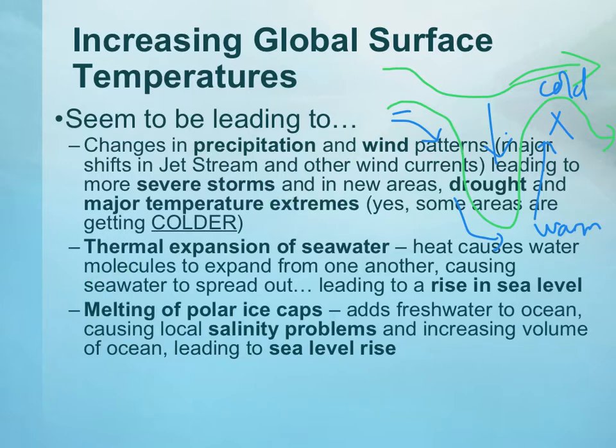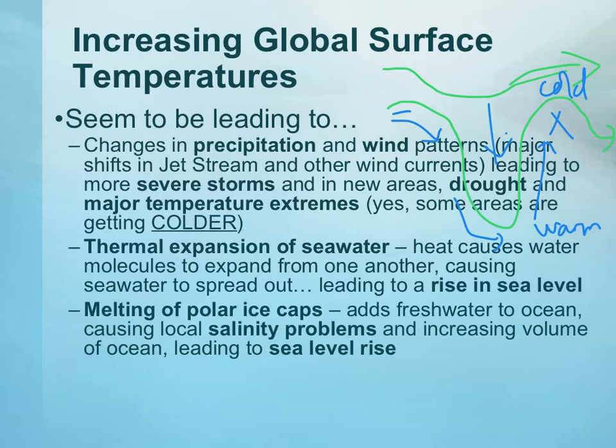Thermal expansion of seawater. As the temperatures rise, ice caps are melting. But that's actually not the biggest impact on the rise of the ocean. The biggest impact is the thermal expansion. When you heat up water, the particles start to spread out a little bit, and as they do, the water expands. And so what's happening is that our oceans are actually expanding, and so we're starting to see the sea levels rise because of the expansion of the seawater.